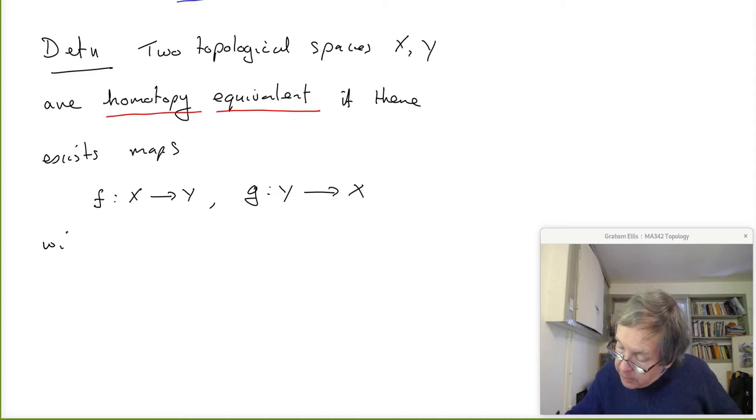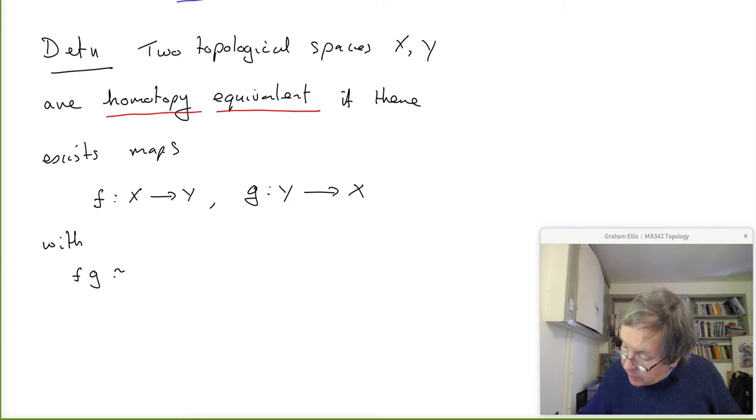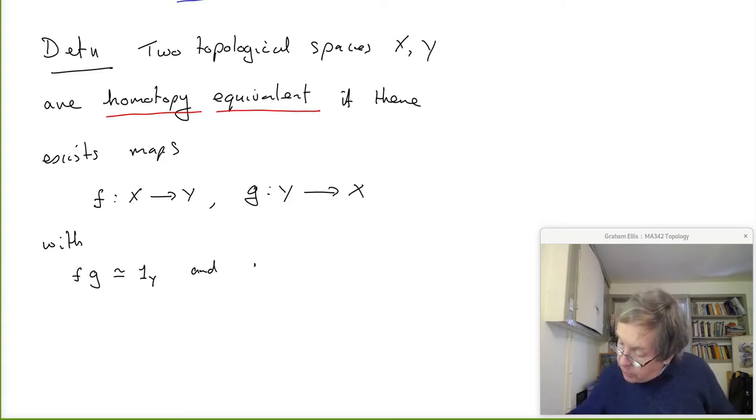And what do these maps have to satisfy? Well, they have to satisfy the following. If you compose F with G, so if you do G first, and then follow it by F, you go from Y to X and back to Y, you get a map. FG is a map from Y to Y. And whatever that map is, the requirement is that it has to be homotopic to the identity map on Y. The identity map sends any point to itself. And also, we require that if you compose G with F, do F first, you go from X to Y, and then do G, you come back to X, you get a map from X to X, and that has to be homotopic to the identity map on X.